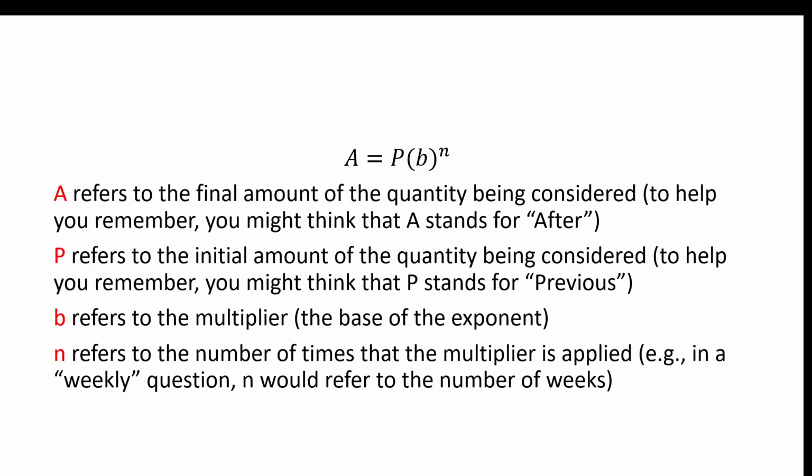N. A refers to the final amount of the quantity being considered. To help you remember, you might think A stands for after. P refers to the initial amount of the quantity being considered. To help you remember, you might think P stands for previous or prior. B refers to the multiplier, which is the base of the exponent. And N refers to the number of times the multiplier is applied.